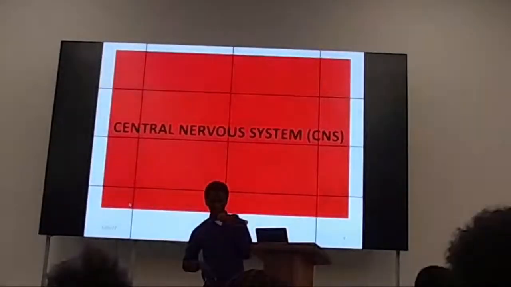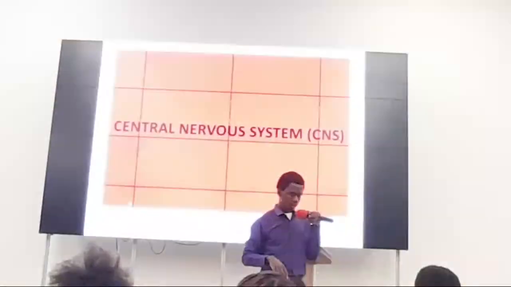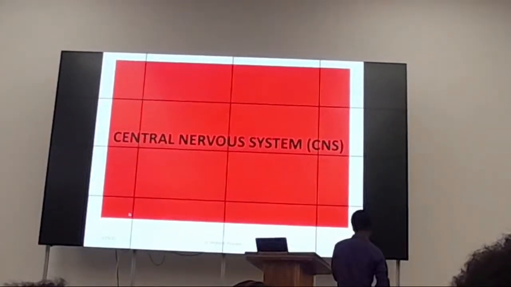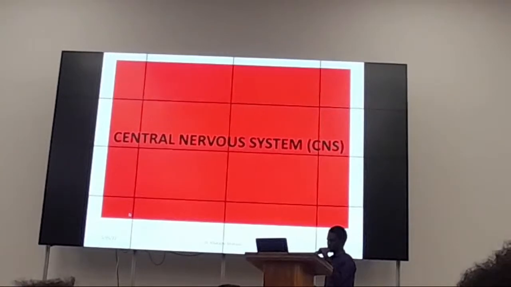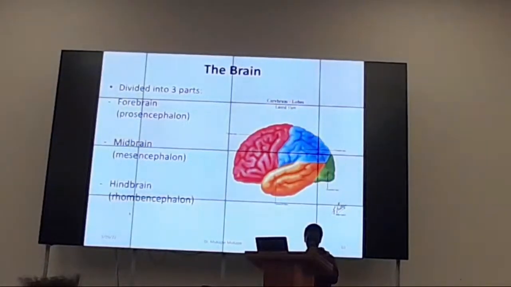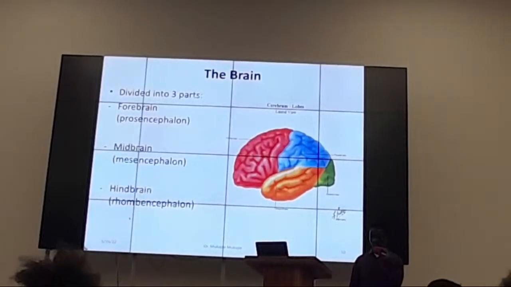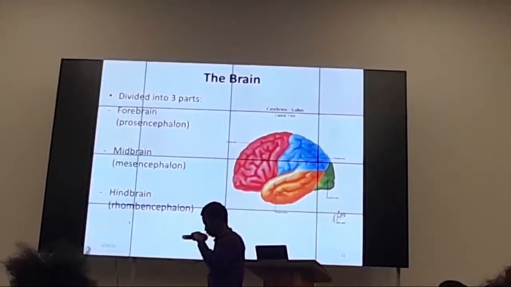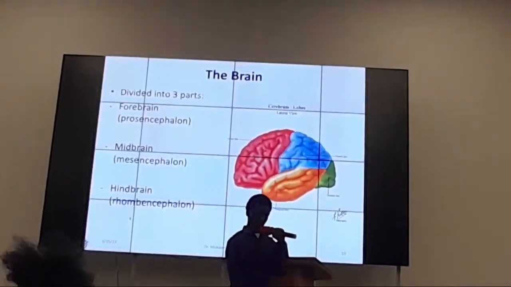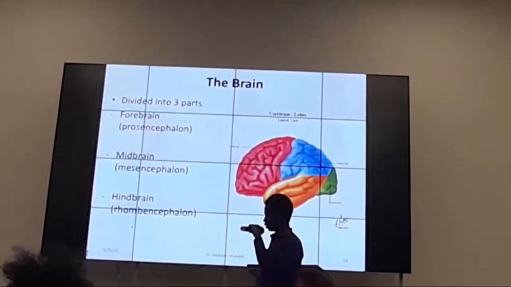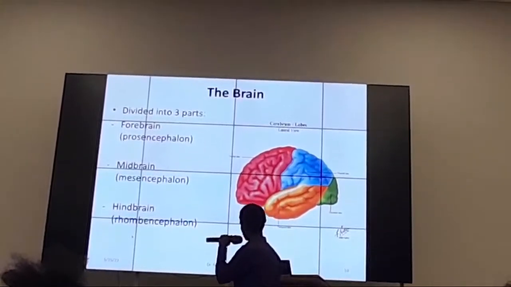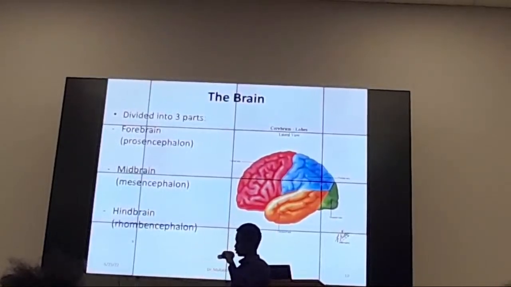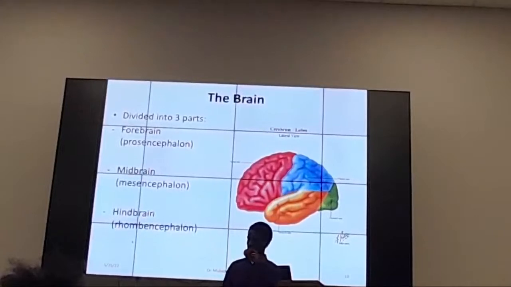Now the forebrain, embryologically, is called the prosencephalon. The midbrain is the mesencephalon, and the hindbrain is the rhombencephalon. Those are the terminologies which you need to be familiar with. Embryological terms: the forebrain is the prosencephalon, the midbrain is the mesencephalon, and the hindbrain is the rhombencephalon. Okay, so that's that.